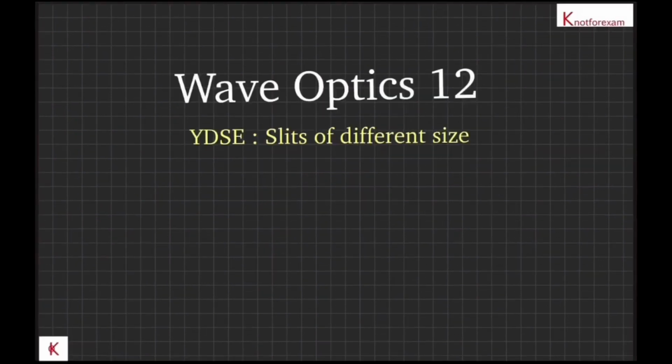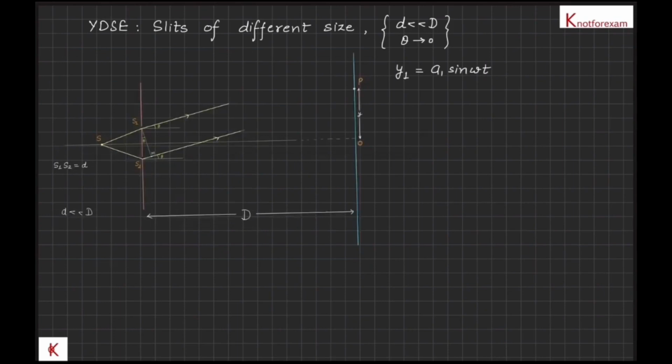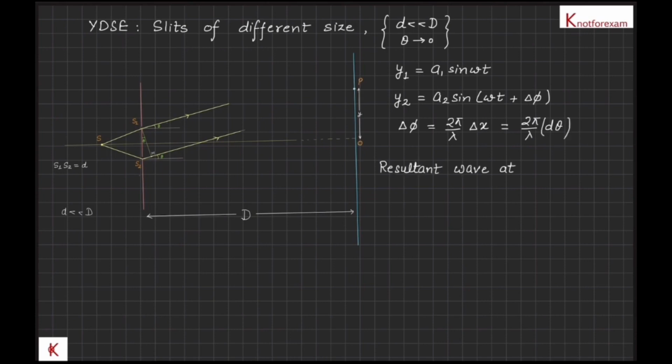Now to discuss a typical YDSE having slits of different sizes. Wave 1 and wave 2 from the slits S1 and S2 have different amplitudes A1 and A2. At P, wave 1 and wave 2 are given as y1 is equal to A1 sin omega t and y2 is equal to A2 sin (omega t plus delta phi), where delta phi is the phase difference between the two interfering waves at P, which is equal to 2 pi by lambda into the path difference delta x, which will be d theta for d very less than D and theta tending to 0, or y very small, that is for P very near to the center of the screen.